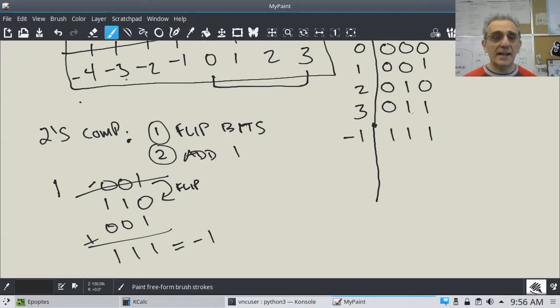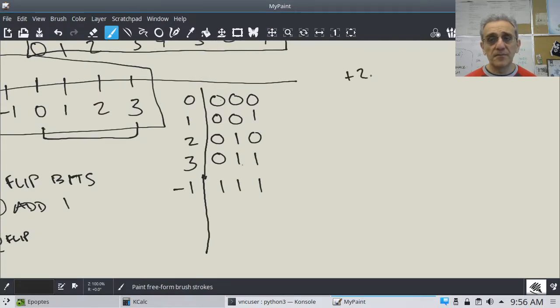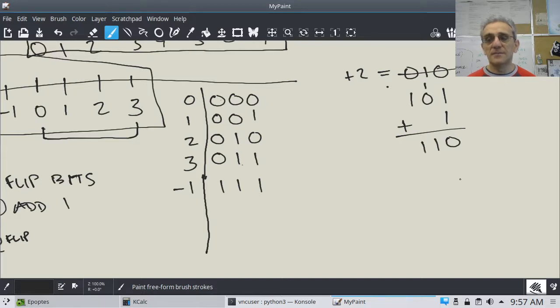Now let's do negative 2. To do negative 2, we start with positive 2, and that's equal to 0, 1, 0. Then we flip the bits, we get 1, 0, 1, and then we add 1. We're not adding everything here, we're just adding these two. So 1 and 1 is 2. Carry the 1. There's the 1, and there's the 1. That means 1, 1, 0 is negative 2.